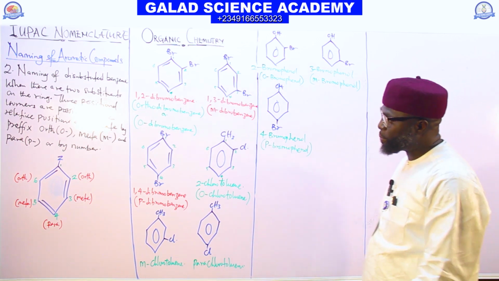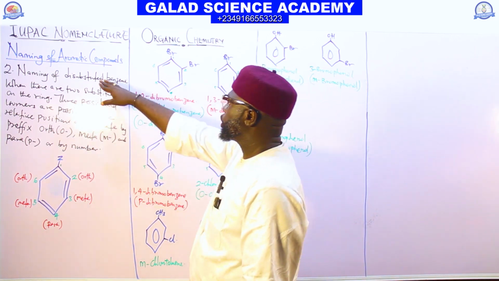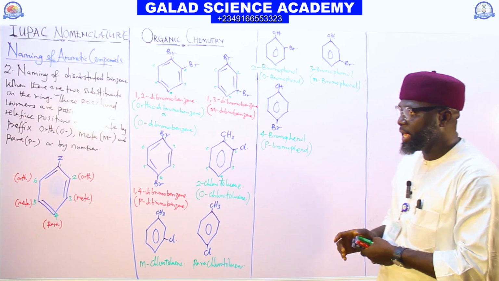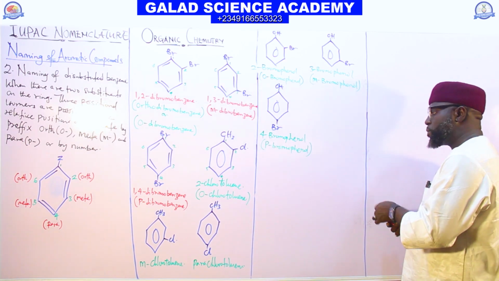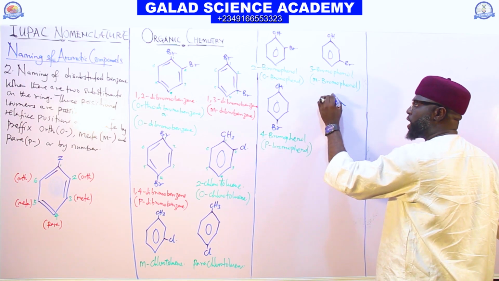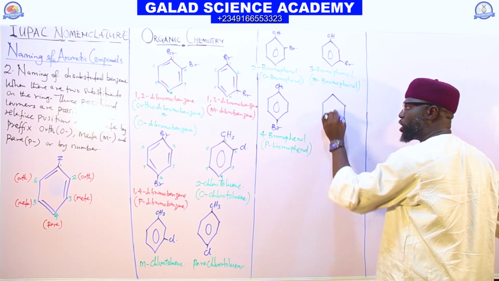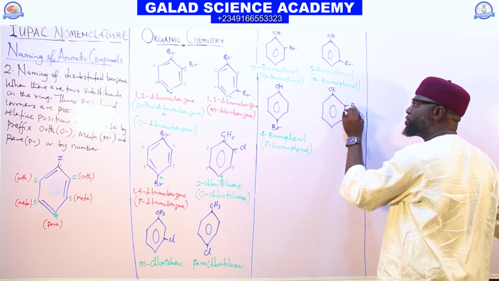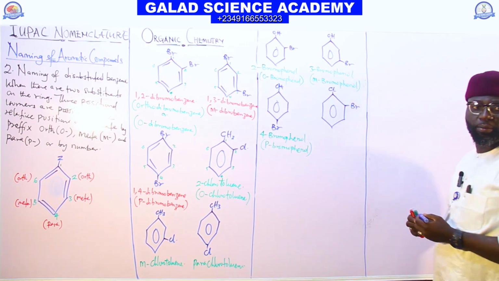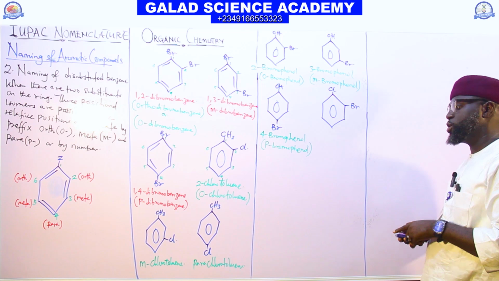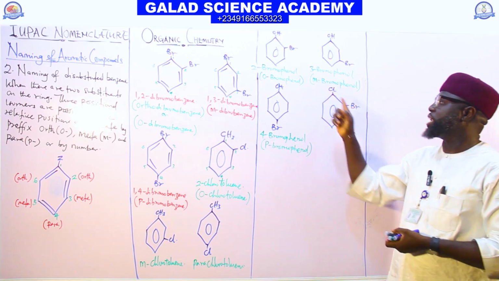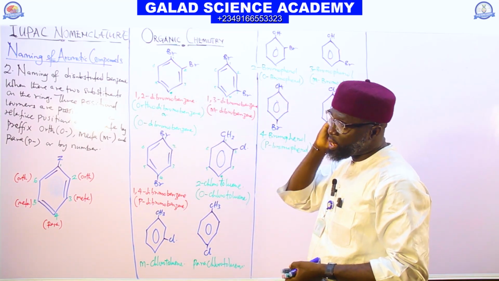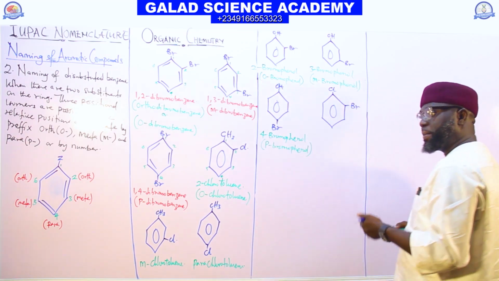But another form in which we can have di-substituted groups is if we have this structure of benzene. We have the benzene structure, and here we now have chlorine. Here we have bromine. You are asked to name them. In this case, these two are not similar. If they are similar like this, we apply what we call para, meta and ortho.